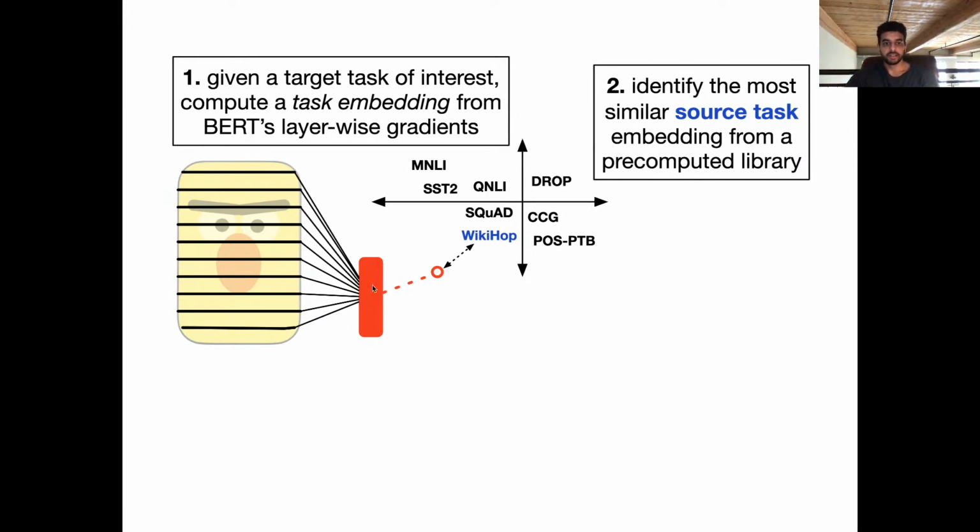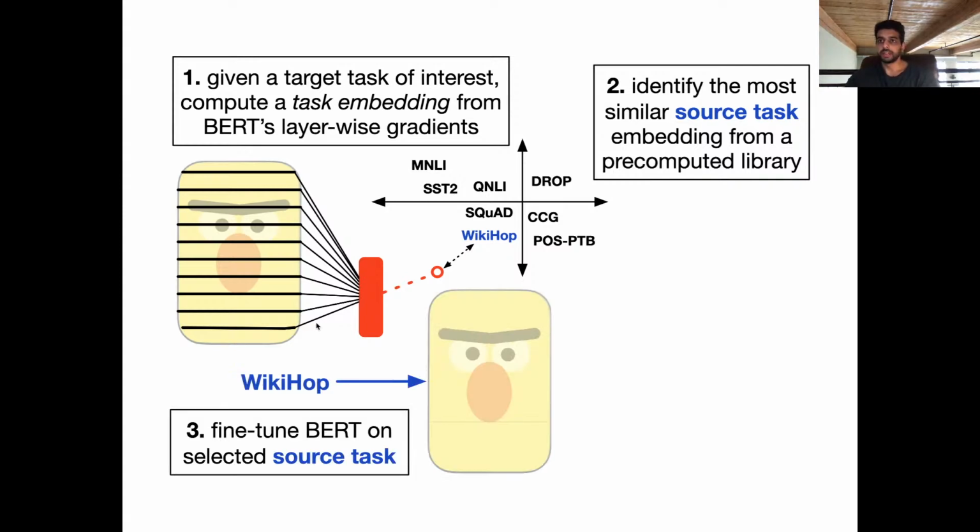So here, let's say I have some input task. It gets associated with this red dot here. And then I have all these other tasks in my embedding space. Now I'm just going to look at the task that's closest to this one in the task embedding space. So it turns out to be this WikiHop dataset, which I guess is some sort of multi-hop QA dataset. And so now I'm just going to proceed with intermediate fine-tuning.